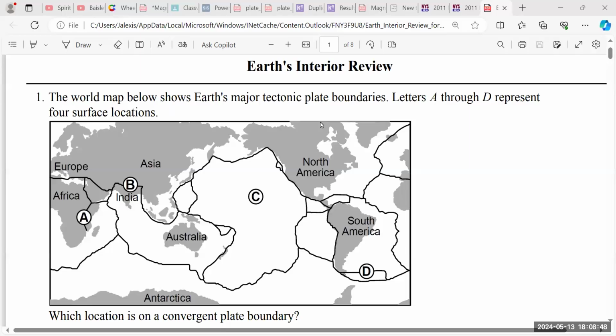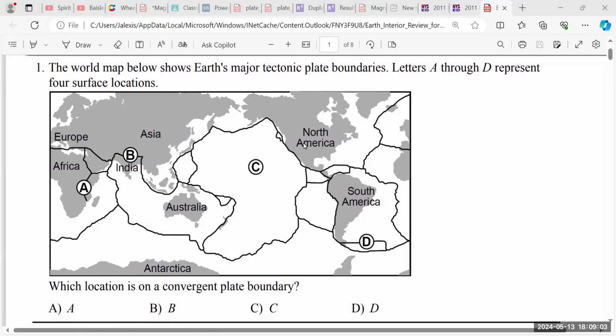All right, so we are going to be going over the Earth's interior review. I'm starting with number one. The world map below shows Earth's major tectonic plate boundaries. Letters A through D represent four surface locations. Which location is on a convergent plate boundary?